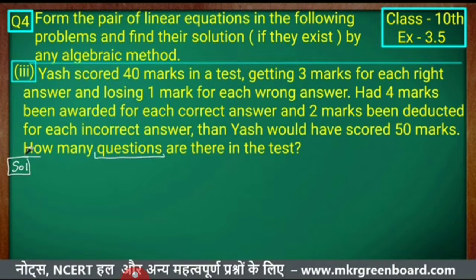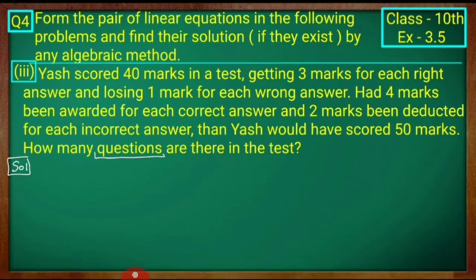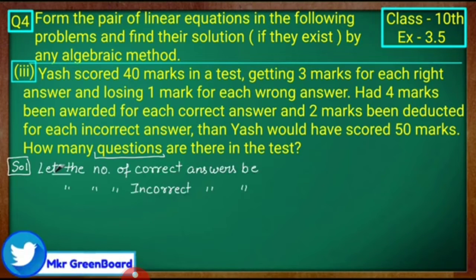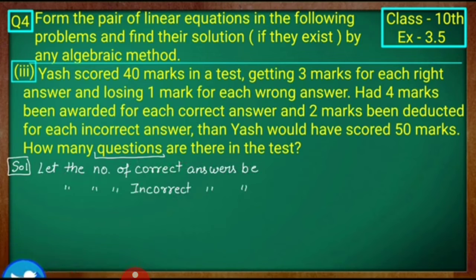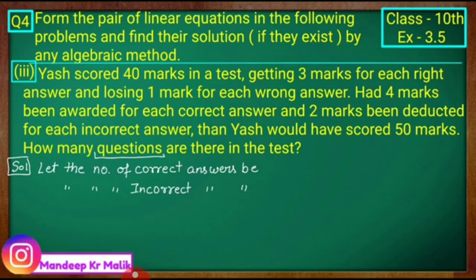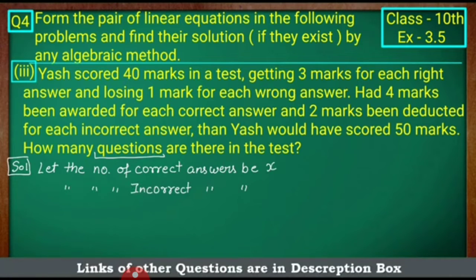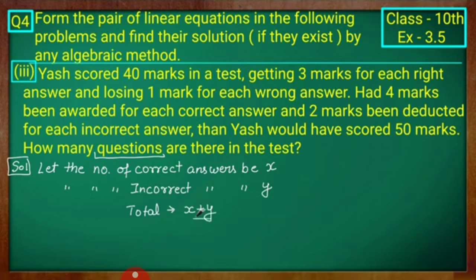In the question, there are two types of answer, correct answer and incorrect answer. So how many questions has he attempted? For that we have to assume something. So in the solution, let the number of correct answers be x and the number of incorrect answers be y. So total questions will be the number of correct answers plus the number of incorrect answers, that is x plus y.